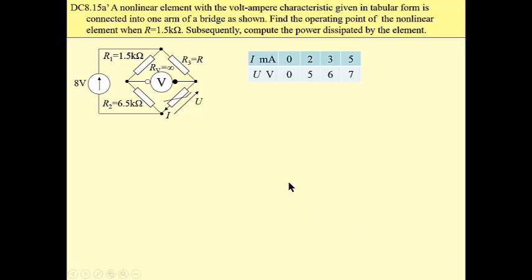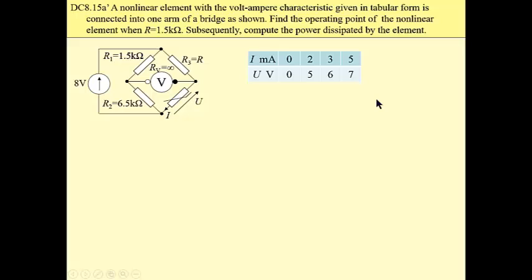We have a bridge circuit supplied from an ideal voltage source. Three arms of this bridge are resistors. This is a voltmeter of infinitely large resistance, and one arm of this bridge is a nonlinear element. This element is given by its volt-ampere characteristic as presented here. So our problem is a problem of analysis of a nonlinear circuit with one nonlinear element.